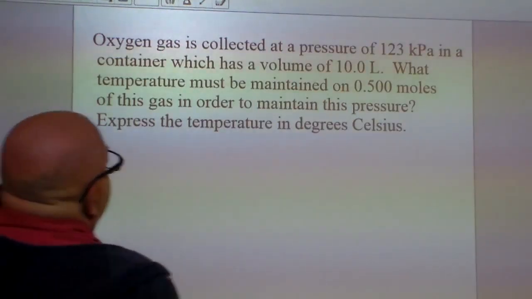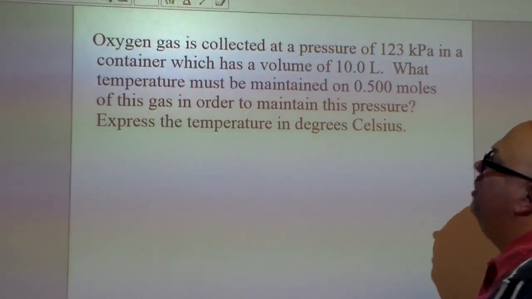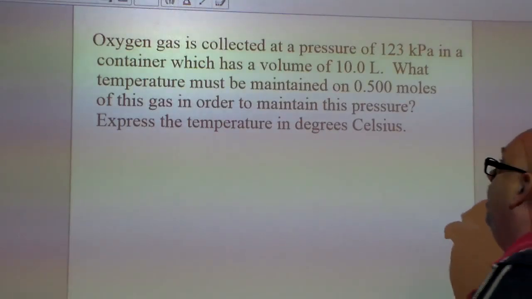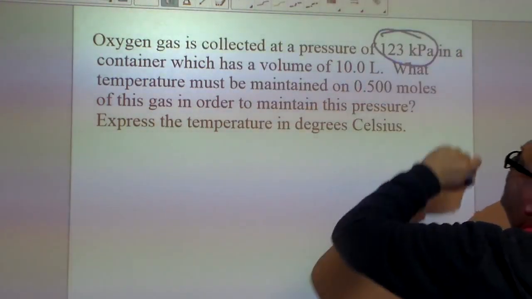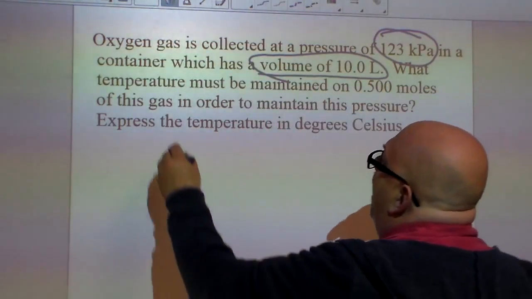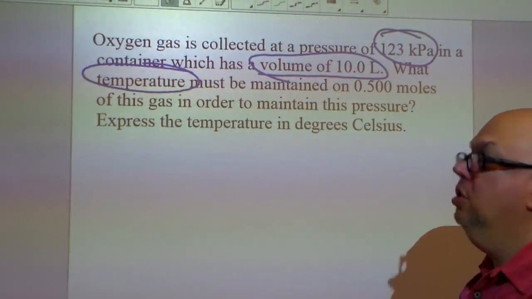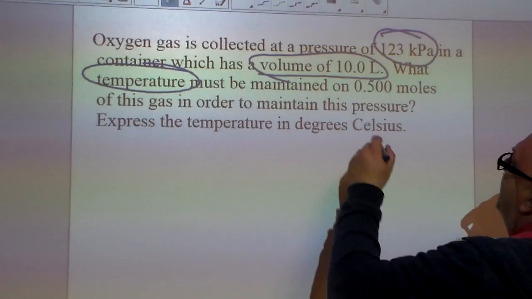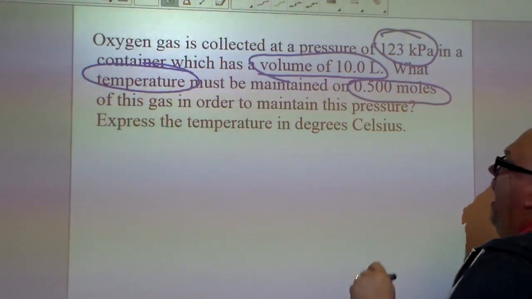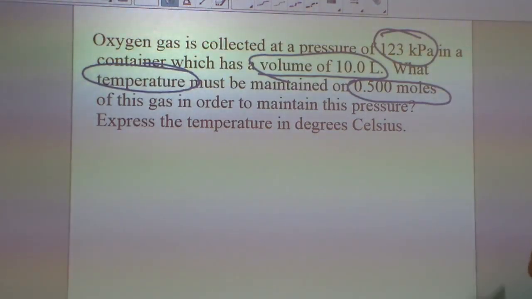Let's look at our second problem here. So we have oxygen gas collected at a pressure of 123 kPa in a container that has a volume of 10 liters. Alright, so I've got a pressure right here. I have a volume right here. What temperature? Aha! So we need to find out our temperature because it said what temperature. So that's what we need to find out. Must be maintained on half a mole of this gas in order to keep this pressure. And then the last twist is express the temperature in degrees Celsius. Okay.